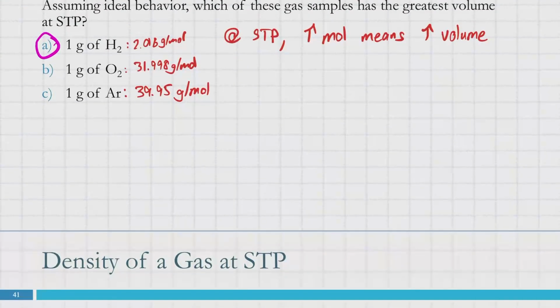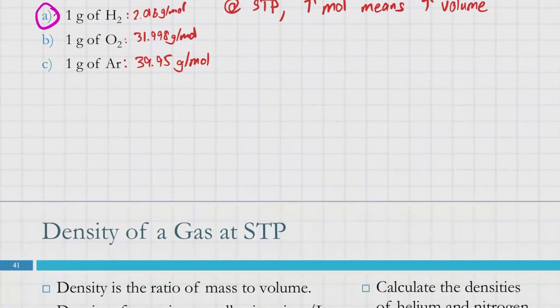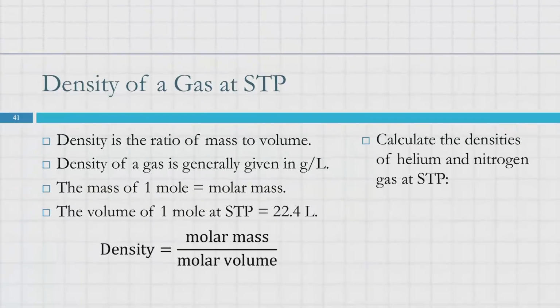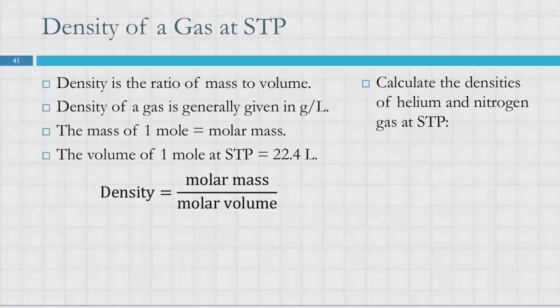for that problem. We can also calculate density of a gas at STP. You hopefully remember that density is the ratio of mass to volume, ratio meaning we're dividing. So density, mass over volume. The density of a gas is normally given in grams per liter. The mass of 1 mole is the molar mass. The volume of 1 mole is 22.4 liters.